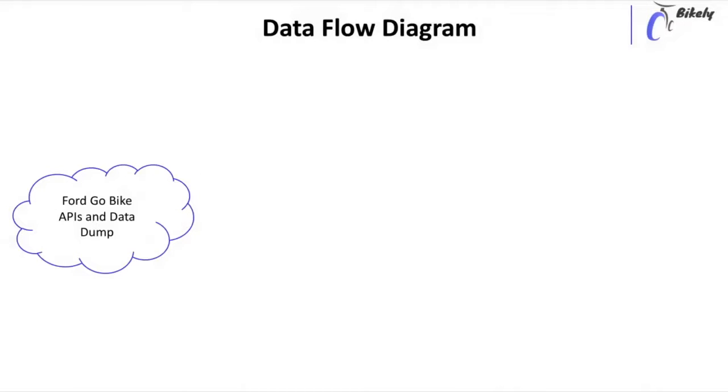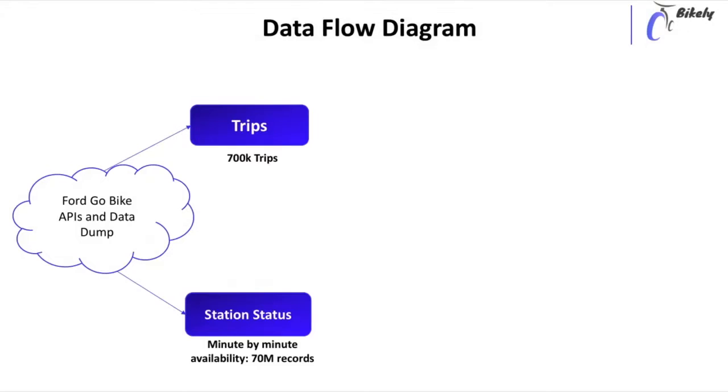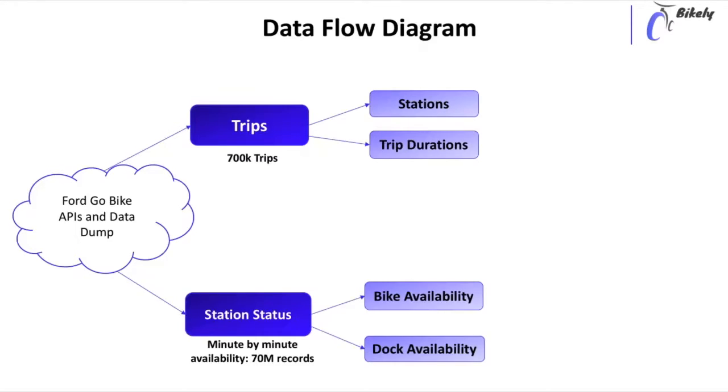To quickly go over the data flow diagram, we're getting a dump of the Ford Go Bike data. There's two essential elements. One is the trips and the other is the station status. The station status is minute by minute data of about 3 years worth for each of the individual stations. And trips is the details of about 700,000 trips that happen with these bikes.